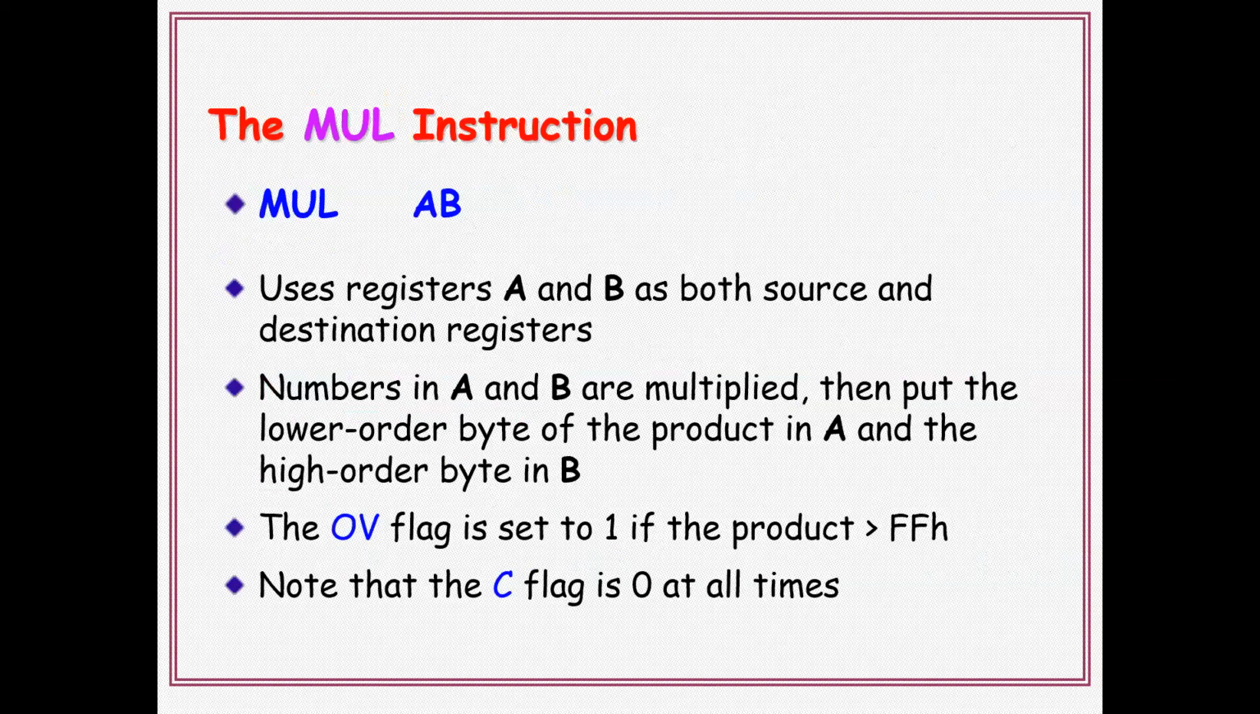The numbers in the accumulator and B register are multiplied, then the lower order byte of the product is put in the accumulator and the higher order byte in the B register. The overflow flag is set to 1 if the product is greater than FFH. Note that the carry flag is 0 at all times.